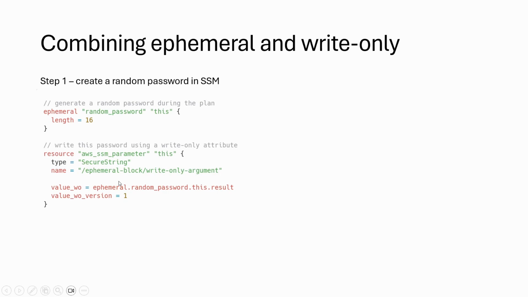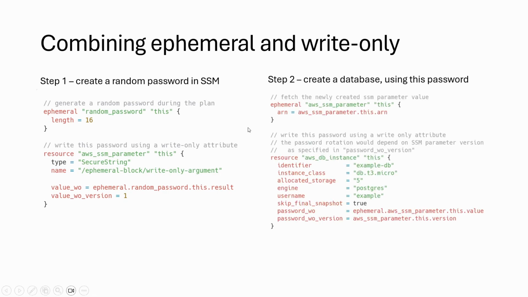Okay, fair enough. Now let's create a database using this password. For that, we'll fetch this AWS SSM parameter in which our password is located, and pass it to a database instance using a password write only attribute. So the actual RDS instance resource also supports the write only attribute. And as a version, the SSM parameter version would be used. So this is not the write only version, it is the SSM parameter version.